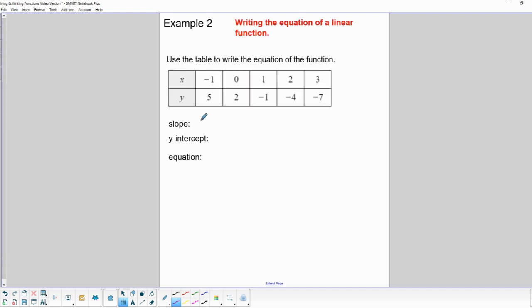All right, let's try another one. Now this is laid out a little bit differently than the last one, whereas the x and y values are laid out horizontally versus vertically. And remember, we have to do them in the right order.